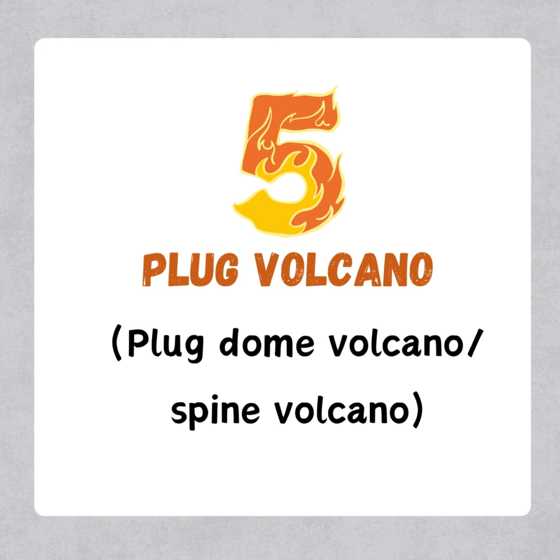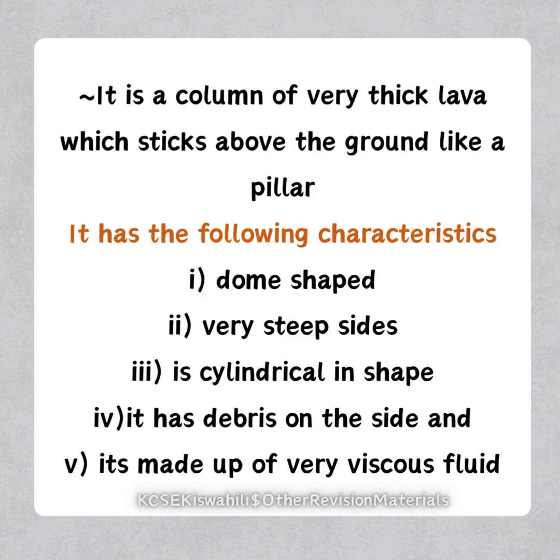The fifth feature formed by vent eruption is a plug volcano. A plug volcano is also called a plug dome or a spine volcano. A plug volcano is a column of very thick lava which sticks above the ground like a pillar. It has the following characteristics.